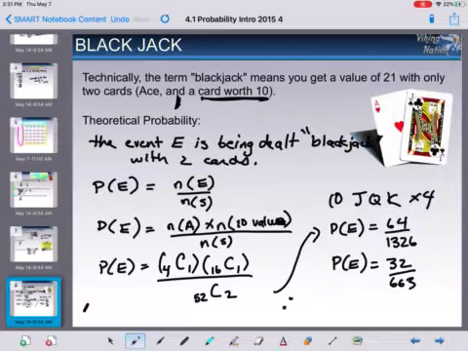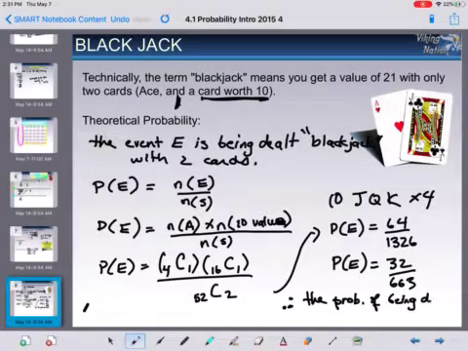And in our therefore, we convert it to a percentage because our brain works a little bit better as a percent. So therefore, the probability of being dealt blackjack is 32 divided by 663, equals 4.8%. So say 5%.